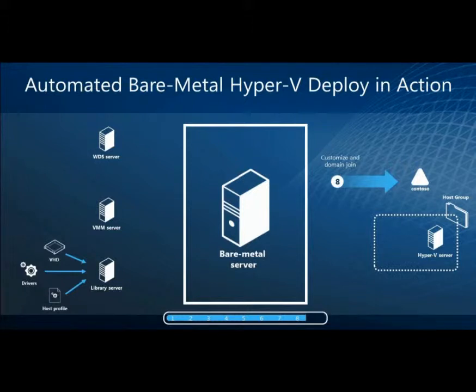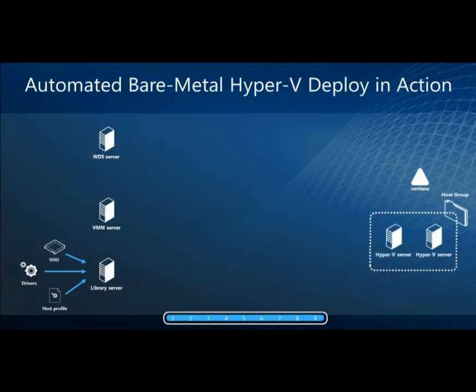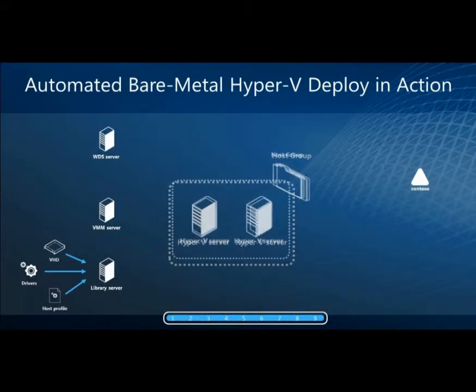After we've customized that machine there, we'll domain join it. And once it's domain joined, it will enable the Hyper-V role at that point, reboot the machine, and it's now a member of whatever host group you wanted to put it in.